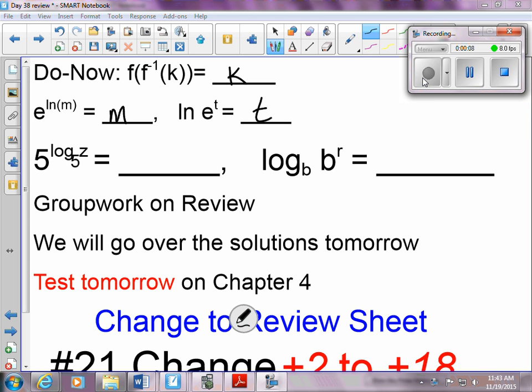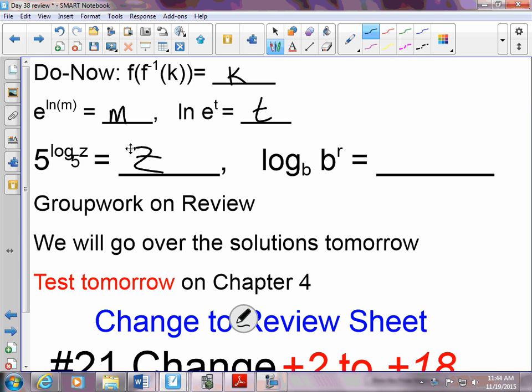Okay, sorry about that. We're reviewing for a test tomorrow, chapter 4 in the Green Book. And we're talking about compositions of functions and inverses and how you get out what you put in. So guys, remember logarithmic and exponential functions with the same bases are also inverses. So if you have 5 raised to log base 5 of z, what would that equal? Z. And if you have log base b of b to the r, what would that be? R.